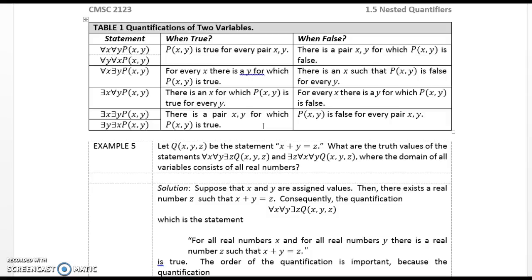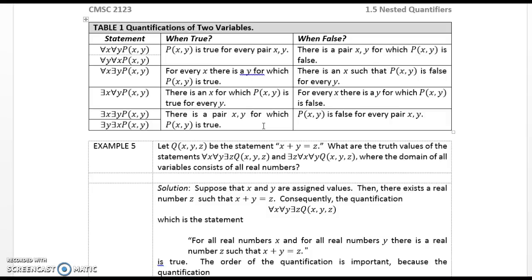For all x, there exists y, P(x,y). When is it true? For every x, there is a y for which P(x,y) is true. When is it false? There is an x such that P(x,y) is false for every y. There exists x for all y, P(x,y). When is it true? There is an x for which P(x,y) is true for every y. When is it false? For every x, there is a y for which P(x,y) is false.